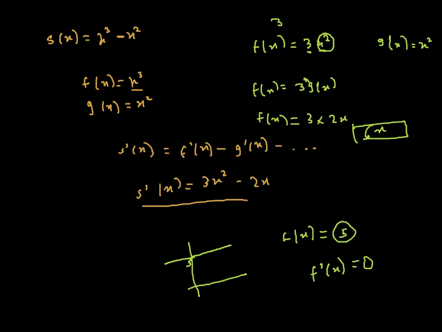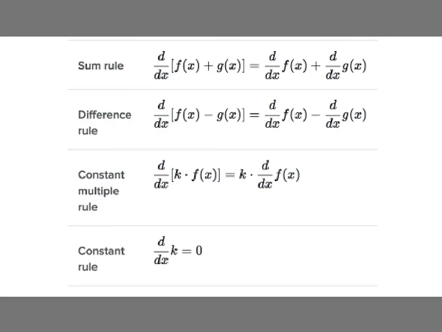If you want to take a screenshot of the sheet, you can take a screenshot of this sheet right here, which tells all the rules: the sum rule, the difference rule, the constant multiple rule, which has such a complex name but is a very simple rule, and the constant rule. We'll look at the product, the quotient, and the chain rule in the next video.